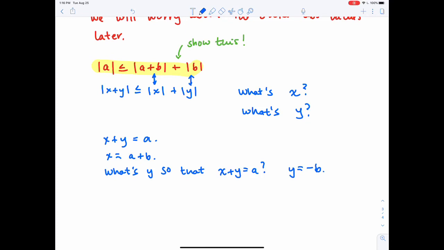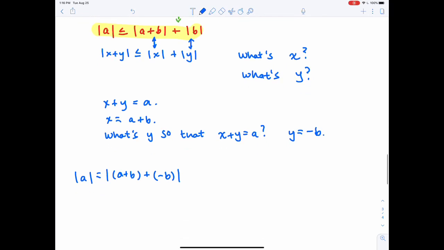So what we're saying is, if I think about X plus Y, that's going to be A plus B plus negative B. And notice that is exactly A. That's what we're looking for. So we've got the absolute value of A, and we've been clever about how we write it. Essentially what we've done is we've taken A and we've added 0 in a fancy form.